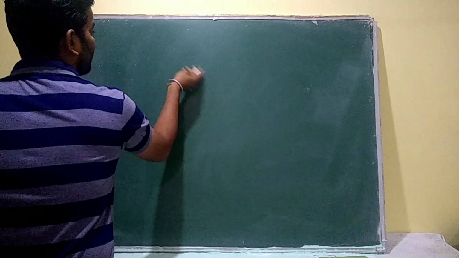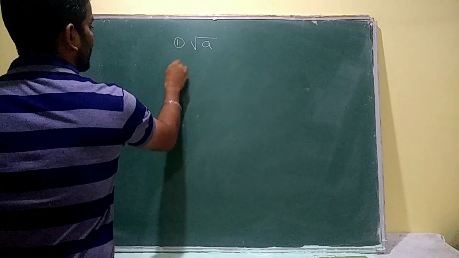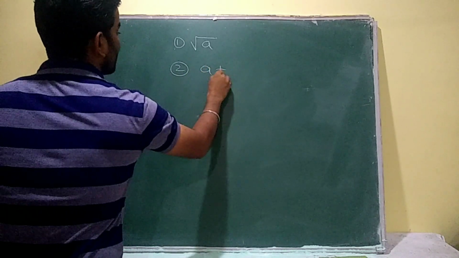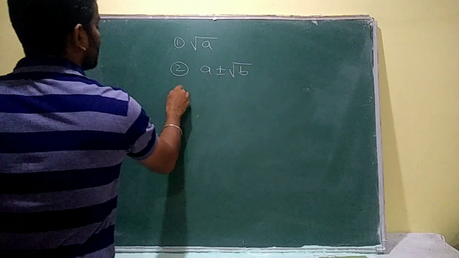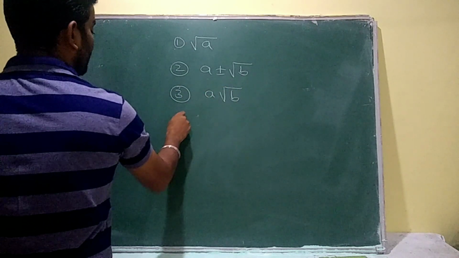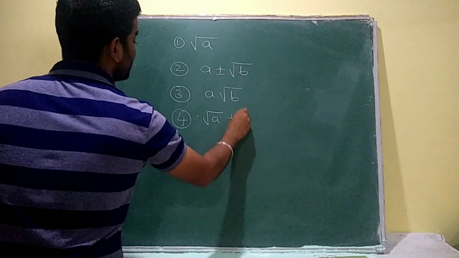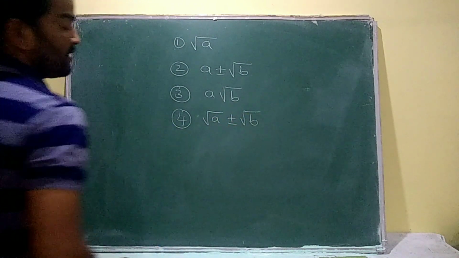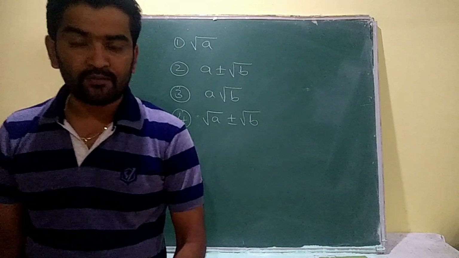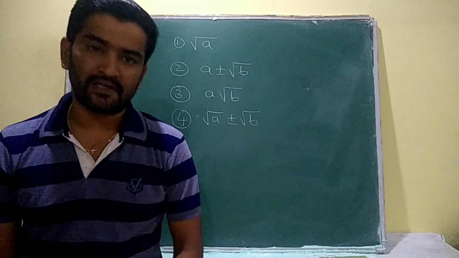Firstly, I am going to write those four irrational numbers. For example, first one, this is root A. Second one, A plus or minus root B. Third one, A into root B. Fourth one, root A plus or minus root B. Now these are the four different models which we are going to prove as irrational numbers.